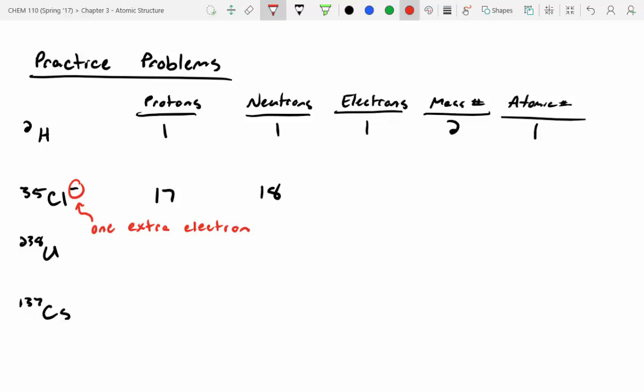So in this case, if we have one extra electron, how many total electrons do we have? 18, right? So in this case, this accounts for one extra electron. Okay, and what's the mass number? 35. And what's the atomic number? 17. It's always going to be the same as the number of protons you have.